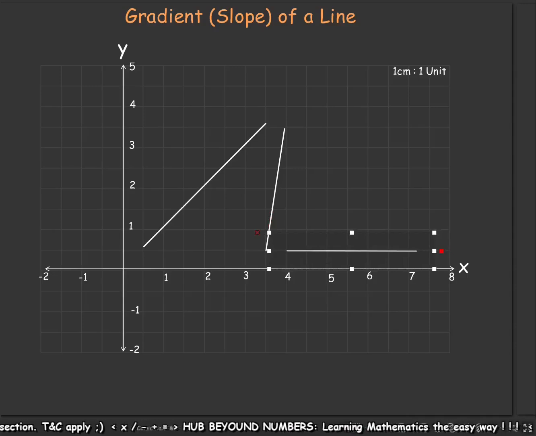So there are 4 values of gradients we need to understand and know what they are. You get it? After which we'll come to the formulas we use to solve for gradient. So let's look at the interpretation of gradient.